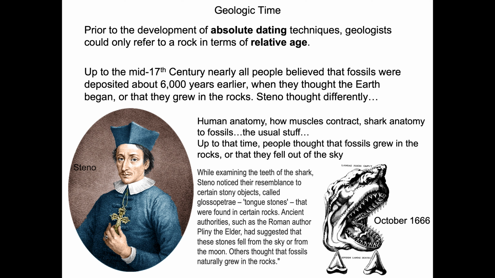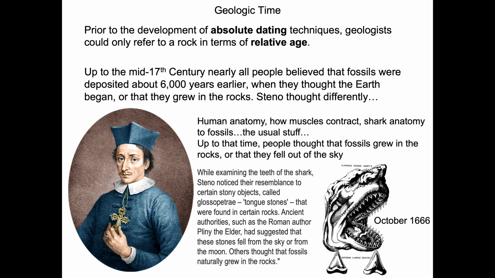Up until the mid-1600s, most people believed that fossils were deposited 6,000 years earlier in the great flood of Noah, when they thought the earth began, or that they grew in rocks. Steno thought different. Steno was a very intelligent man hired by a rich guy, kind of as a personal physician, and in that job he had time to study human anatomy. He would take deceased bodies apart and describe what he saw. He also studied muscles and the way muscles contract, and this led to his insight that muscles don't change volume, they merely change shape. This was a big deal.